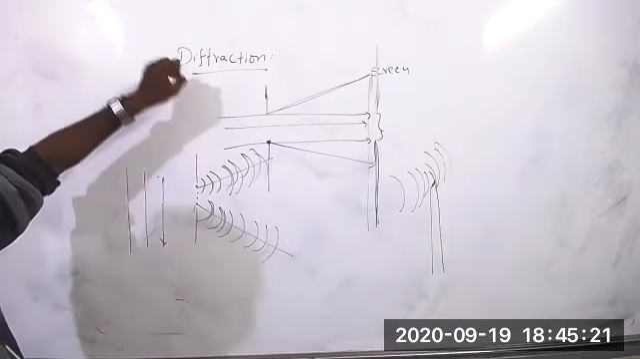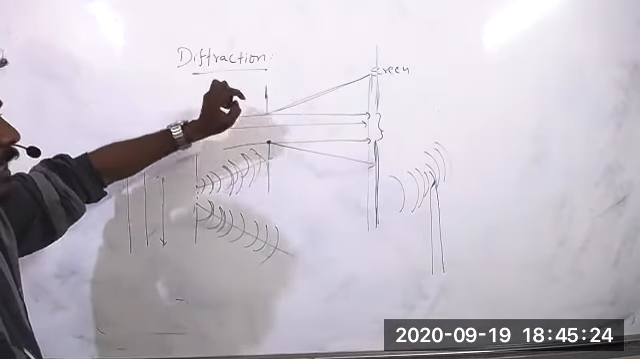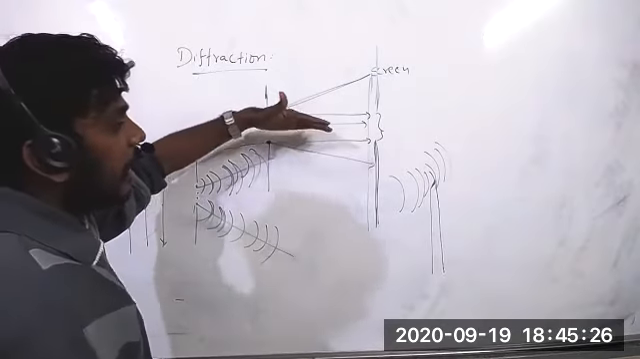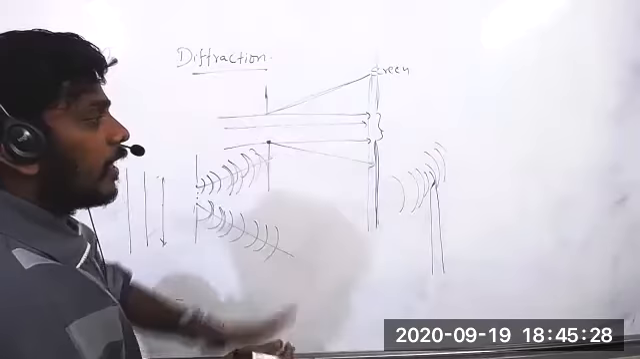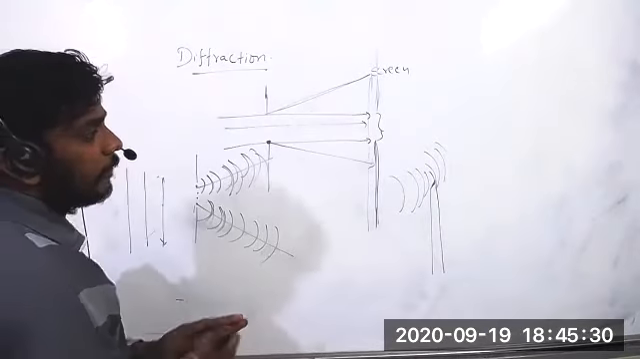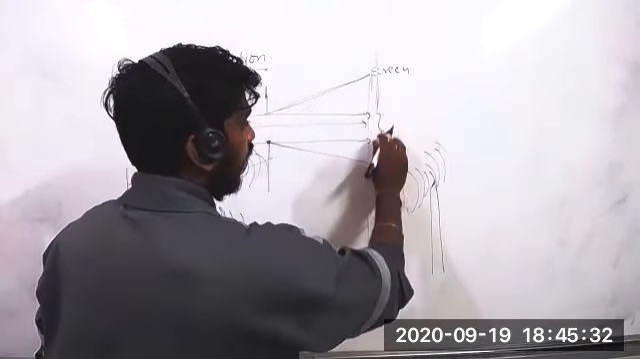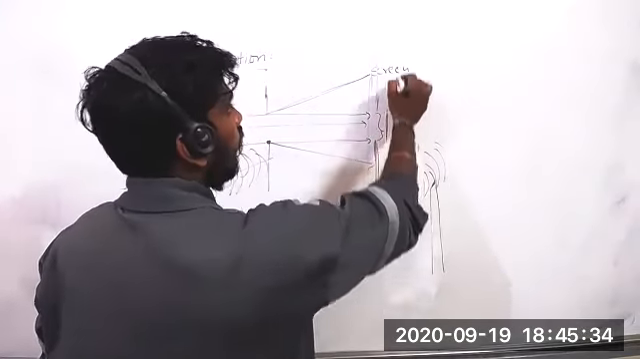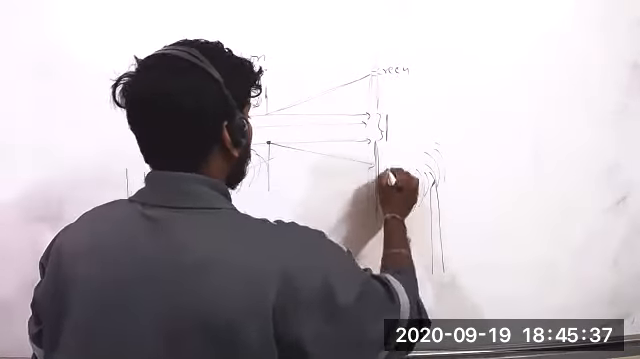Once it is bent at the corners, light enters into the dark region. Once it has entered the dark region, there is the central bright region, and this is the dark region.